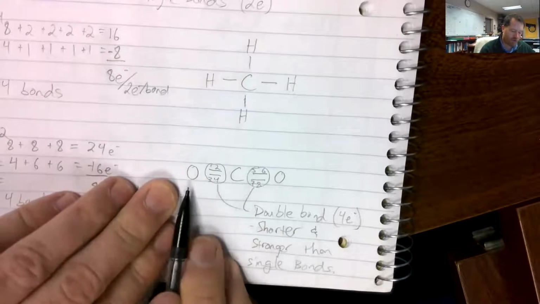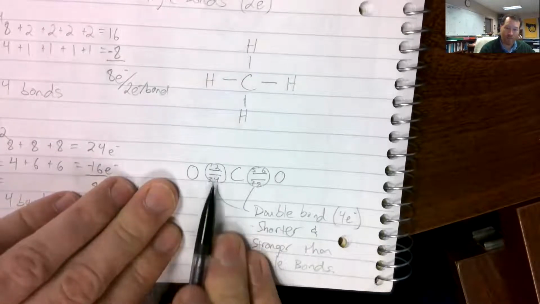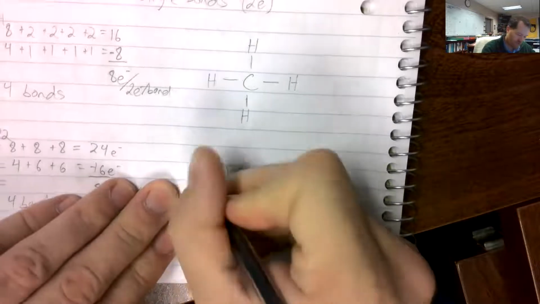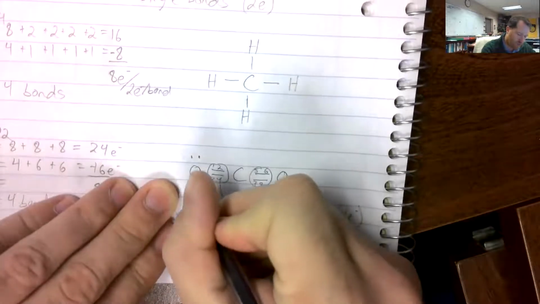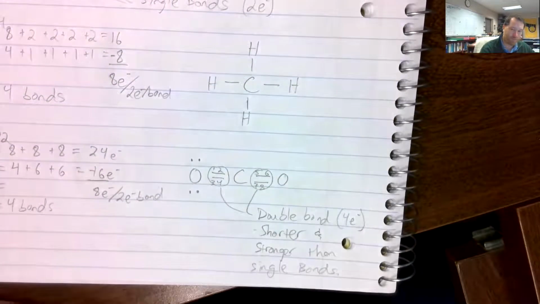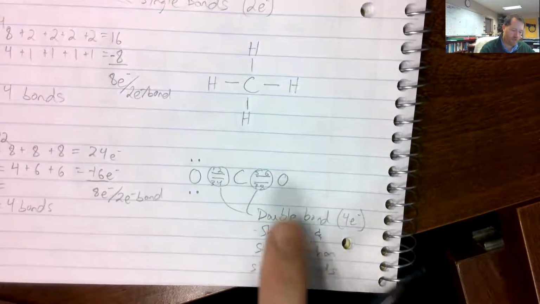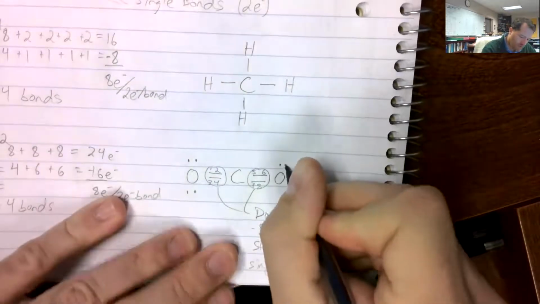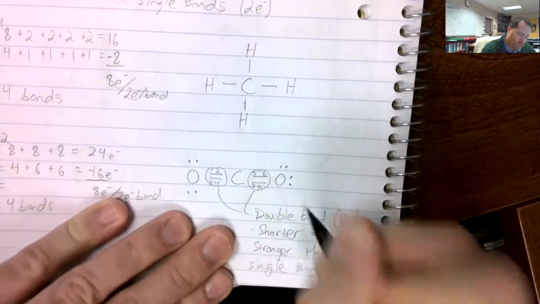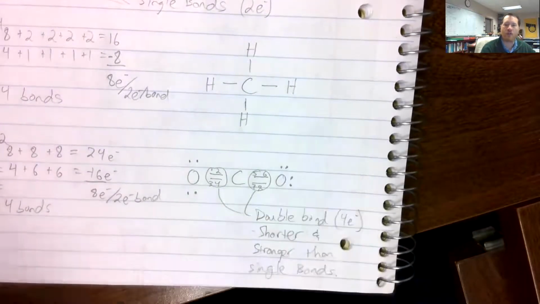All right, so here's our oxygen. He's not yet happy. He's only got 4 electrons. He needs 4 more. That means 2 lone pairs. There we go. This guy over here, same thing. He needs 4 more. That means 2 lone pairs. Guys, I don't really care where you put them.